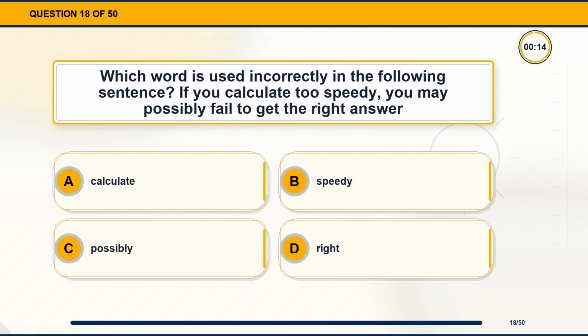Question 18. Which word is used incorrectly in the following sentence? If you calculate too speedy, you may possibly fail to get the right answer. Option A, calculate. Option B, speedy. Option C, possibly. Option D, right.